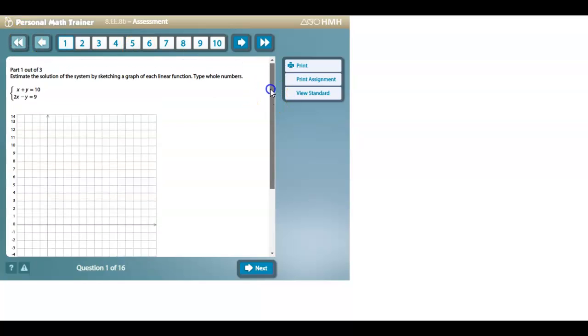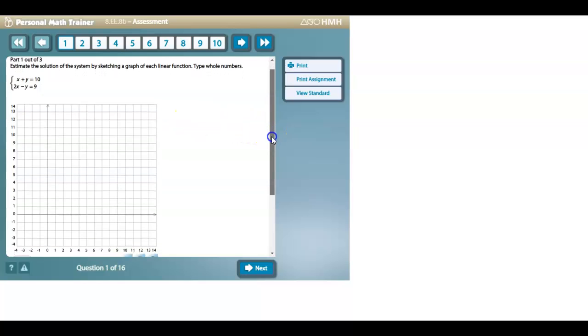Yay, I got one. 8.EE.C.8b number 1. It says part 1 out of 3. Estimate the solution of the system by sketching a graph of each linear function. Type whole numbers when you answer it.